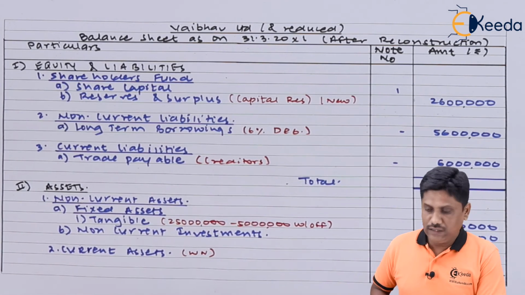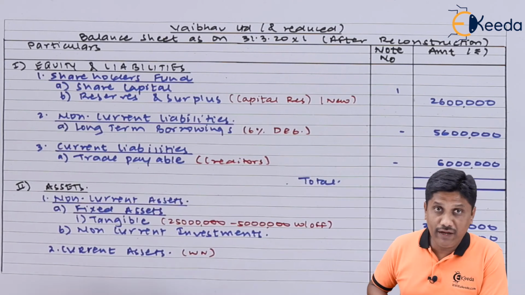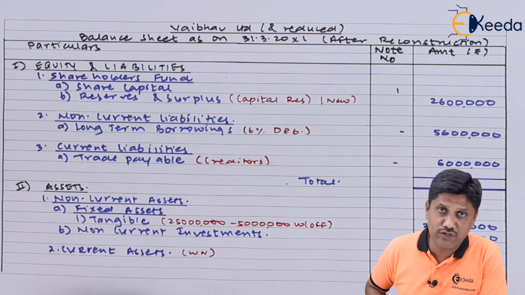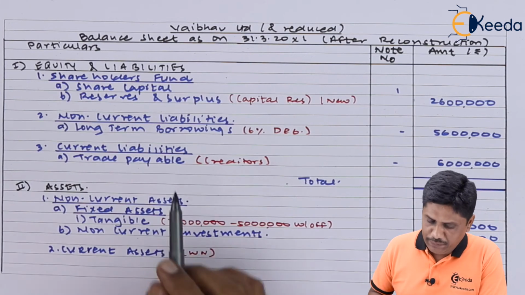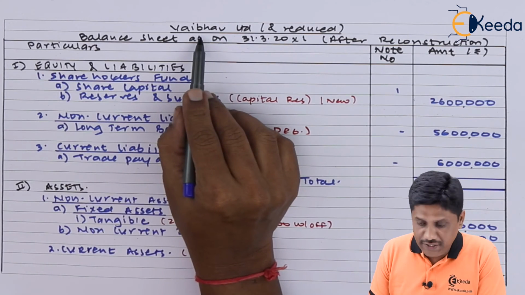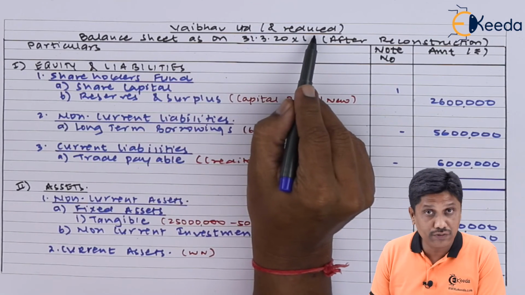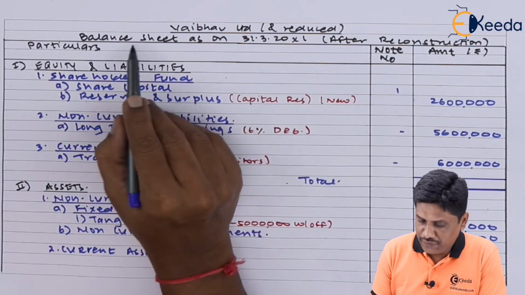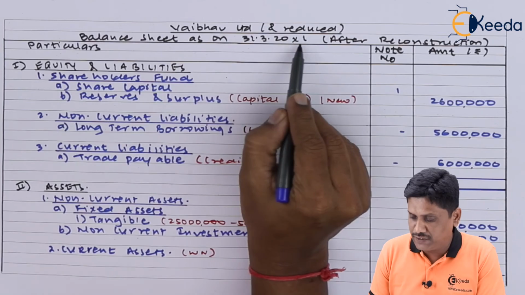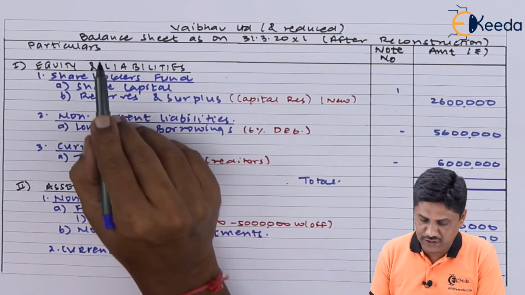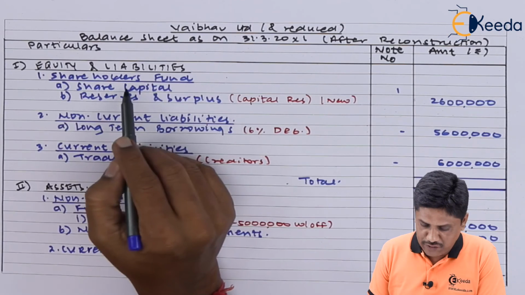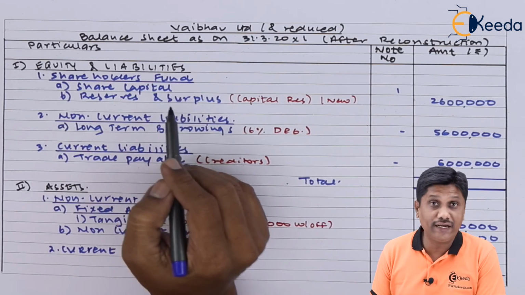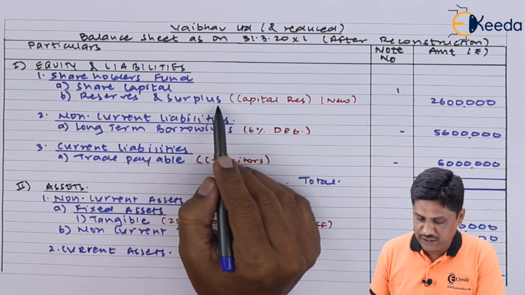Friends, you can notice I have drawn this balance sheet, and while writing this, I ensure that if there is only one item, I will directly write it over here. Let me show you that. Your balance sheet heading is Vaibhav Limited and reduced, which is required as per the law. Balance sheet as on 31st March 20x1 after reconstruction is provided to you. Equity and liabilities is your first part, where you write shareholders' funds. In that, A, share capital, B, reserves and surplus.